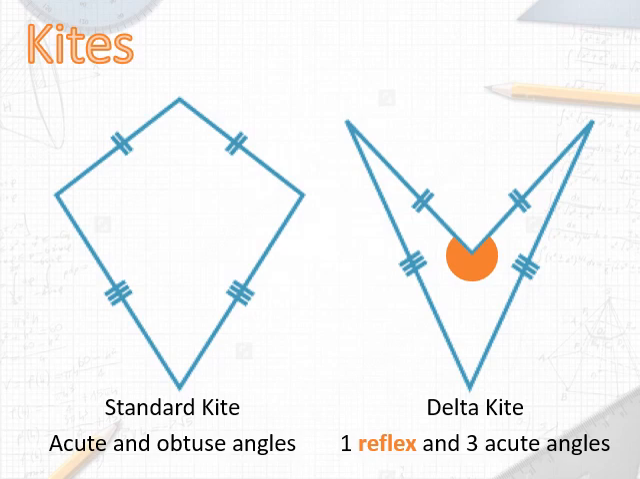In your standard kite, you will typically have 2 acute, 2 obtuse angles, but there'll be some combination of acute and obtuse angles. You can end up with 1 obtuse and 3 acute. You can end up with 2 obtuse, 2 acute, and so on.